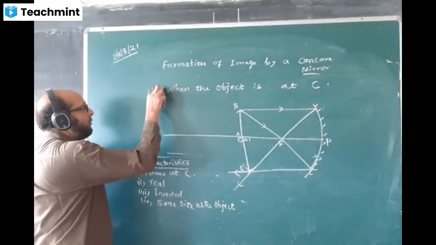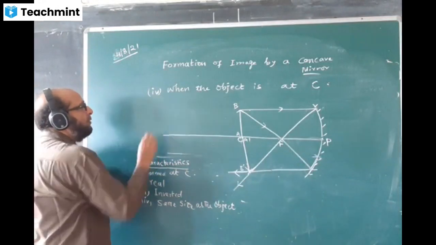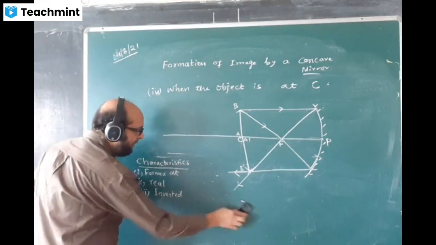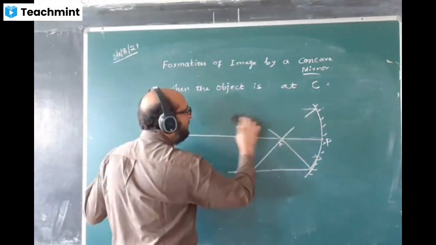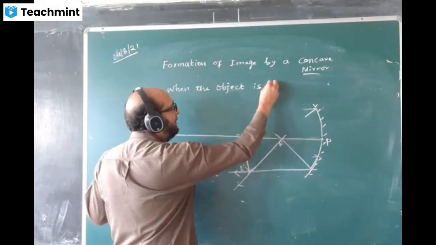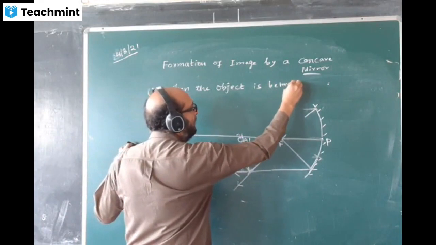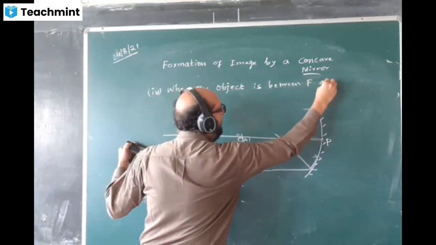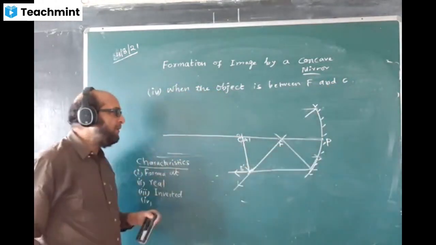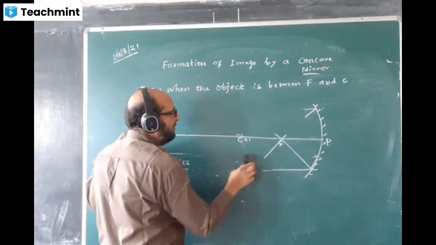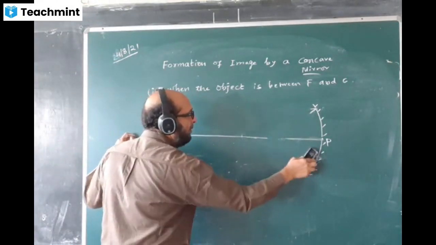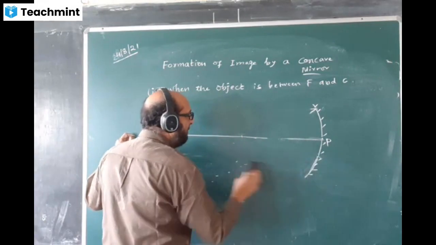Now, case 4. Case 4. Write down when the object is between C and F. Write down when the object is between F and C. This is the case 4. When the object is between F and C. Let us draw that case. When the object is between F and C.